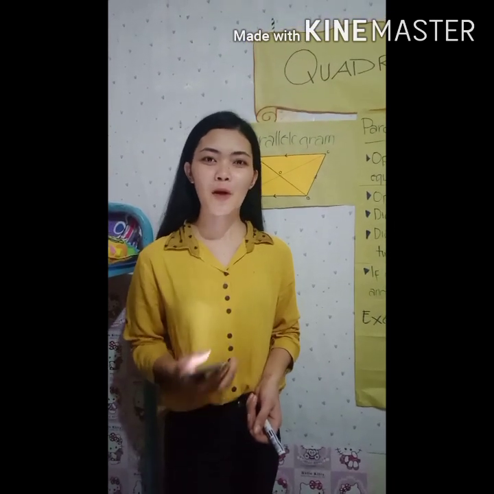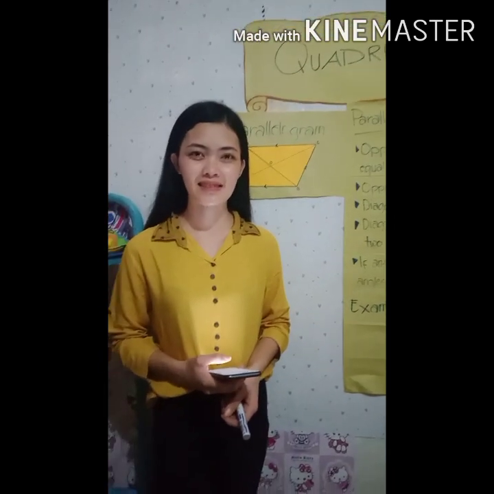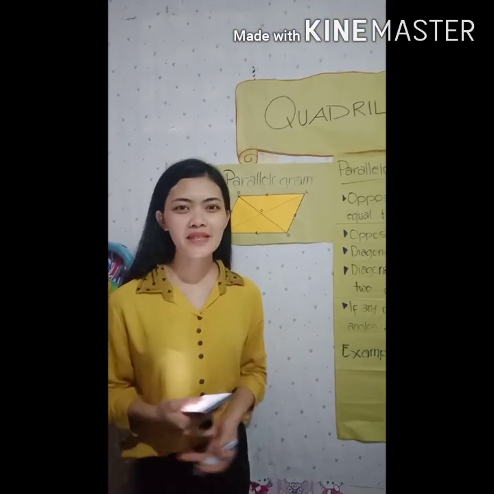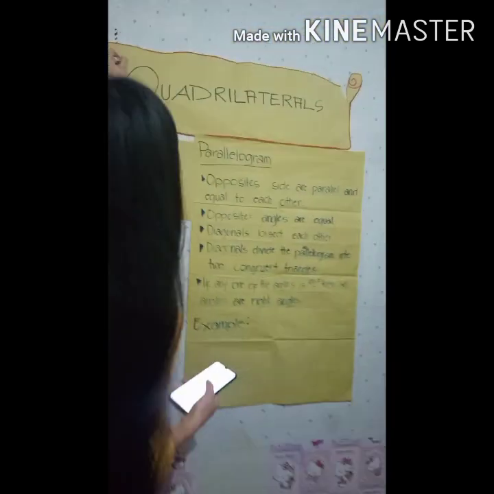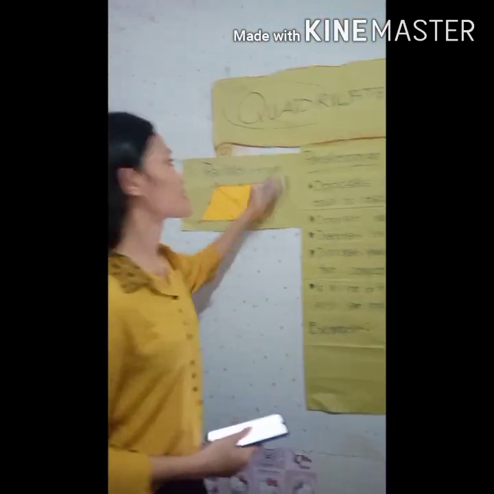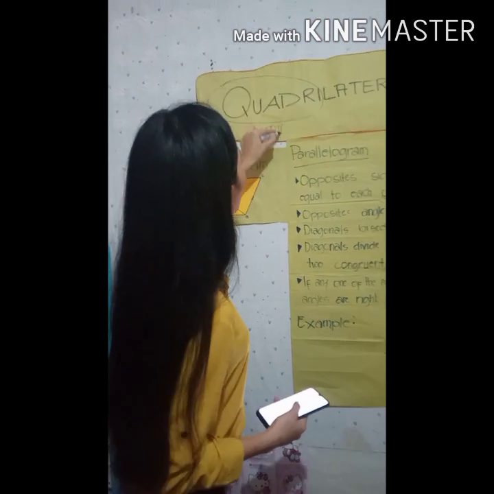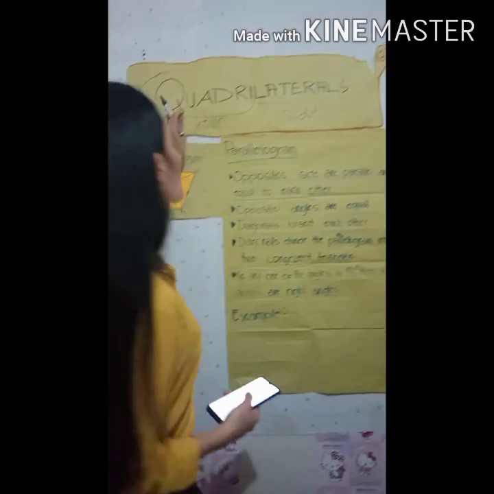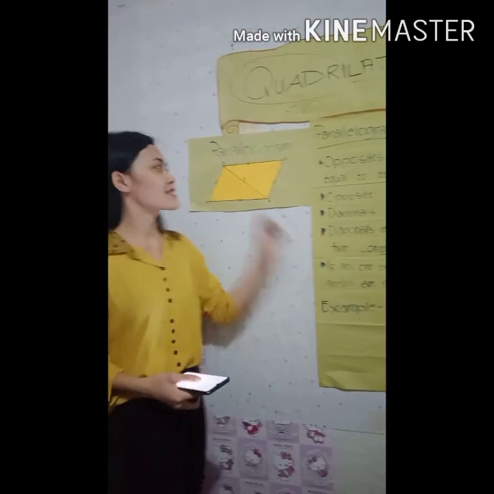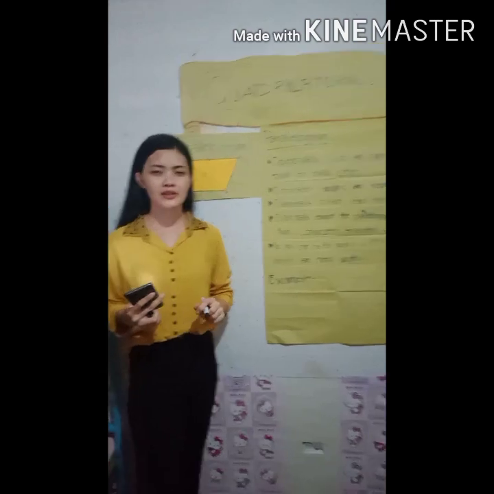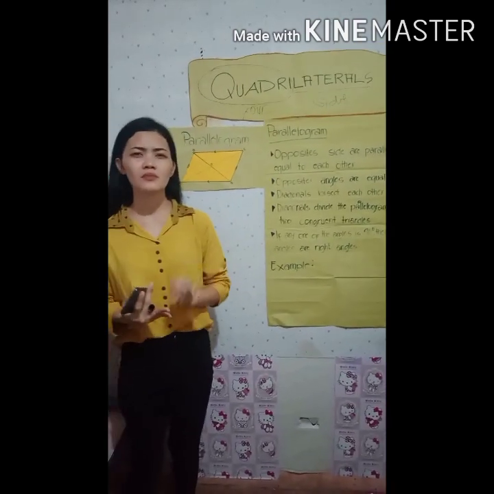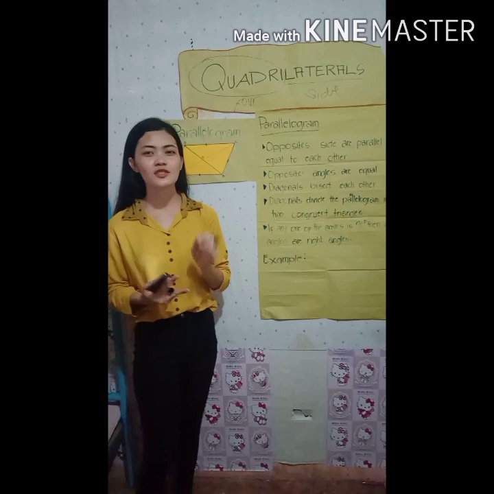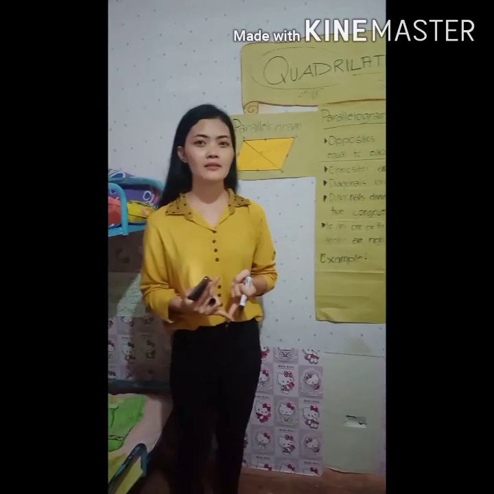So, for today's video, I would like to discuss to you the properties and classification of quadrilaterals. Let me define first what a quadrilateral is. The word quadri means four, and lateral means side. So quadrilateral is four sides. There are many types of quadrilaterals, like trapezoid, rhombus, kite, rectangle, and many more.